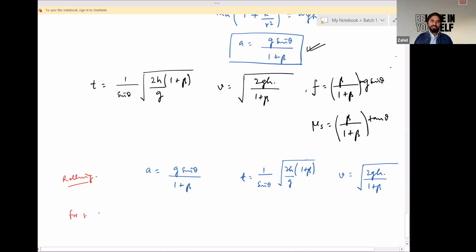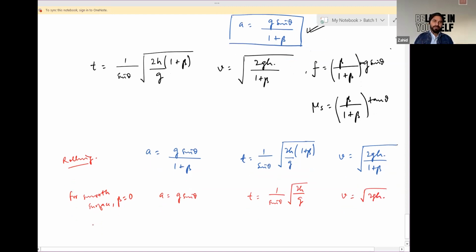For a smooth surface, beta will be 0. So if you put beta to be 0 in this entire part, you will get a equals g sine theta. T will be 1 by sine theta root of 2h by g, and velocity will be just under root of 2gh.